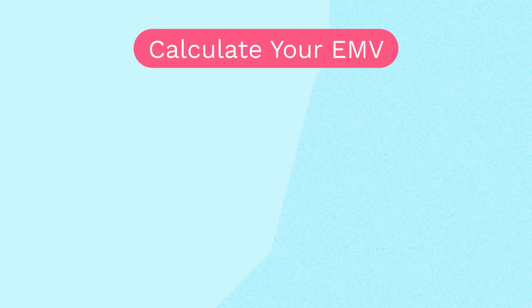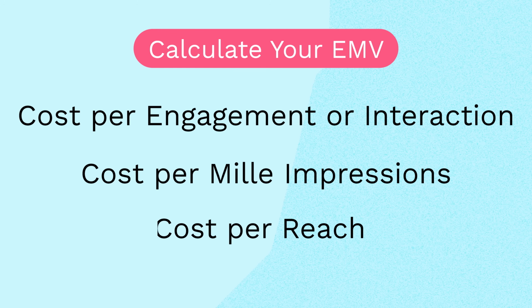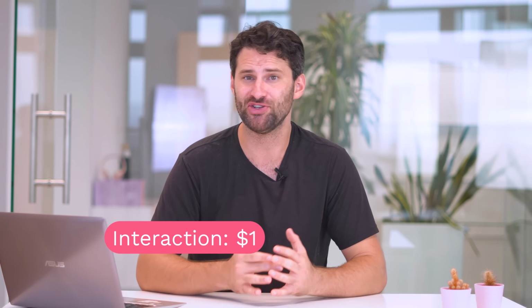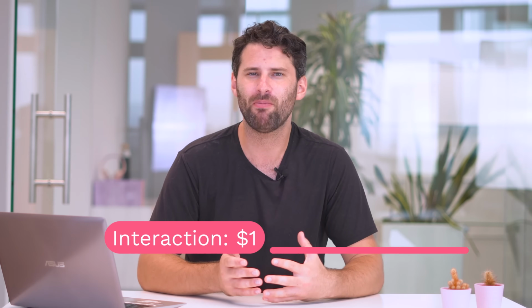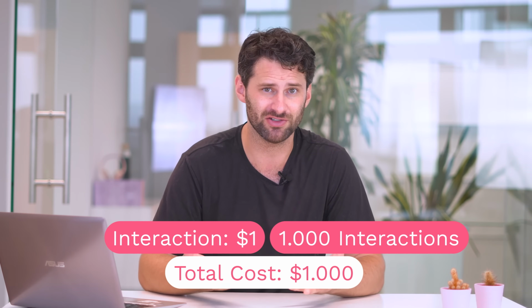You just need to know the cost per engagement or interaction, the cost per mile impressions, and the cost per reach of your current paid campaigns. So, for example, if in your paid campaigns an interaction costs you $1 on average, if a post gets 1,000 interactions, the total cost will be $1,000.